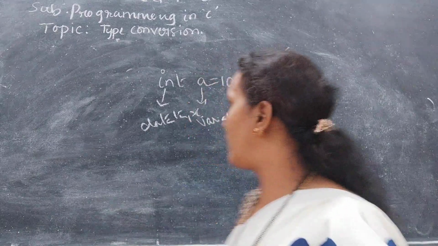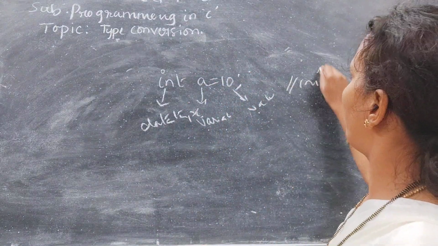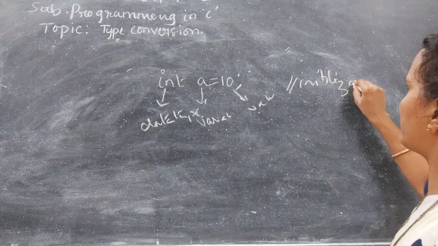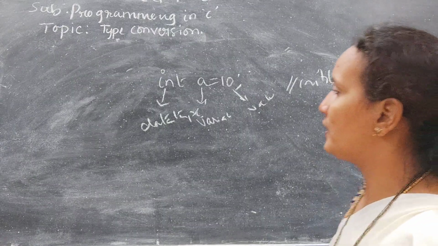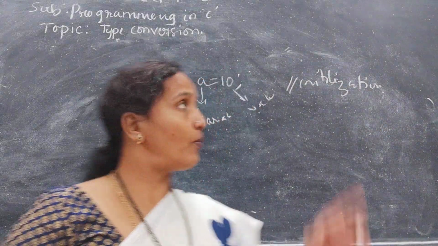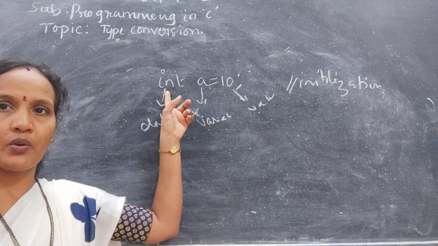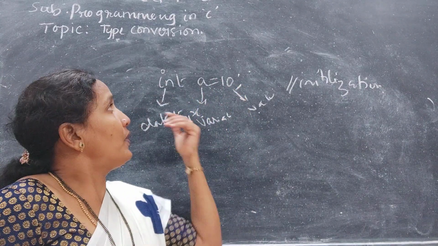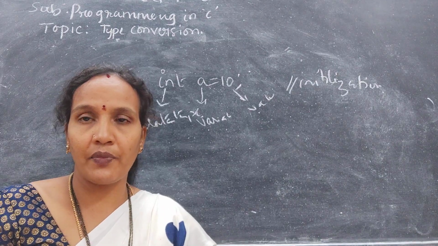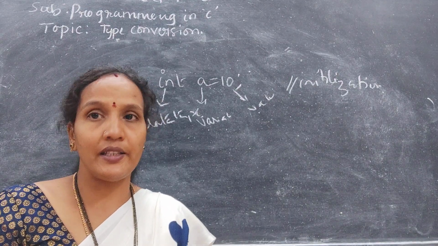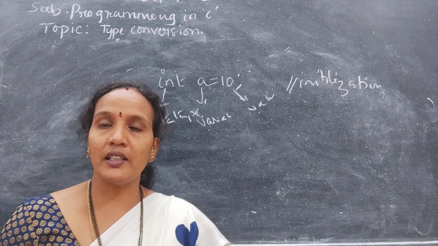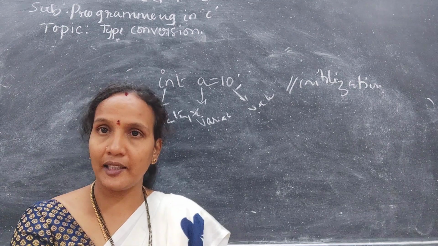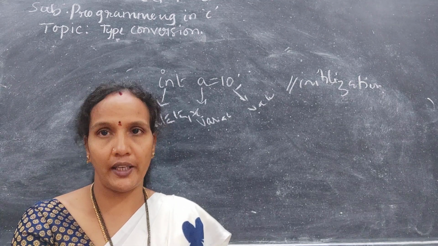So this is called initialization of a variable. Here what happened? We are assigning a value to a variable, so this is called initialization. Now what type of variable is it? A is of type integer. Okay, so here type is nothing but the data type of a particular variable.